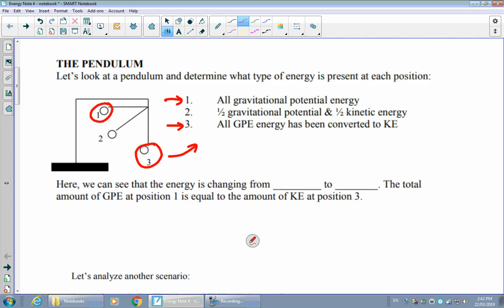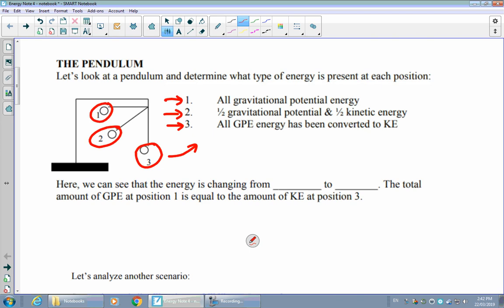What would be happening, though, at position 2? Well, at position 2, there's still some gravitational potential energy because it's still raised above a certain height, but it's also swinging. And so at that point there, it's a mixture of both. It's converted some of its original gravitational energy into kinetic, but it's still got some gravitational left over. So it's about half and half when it's about halfway down.